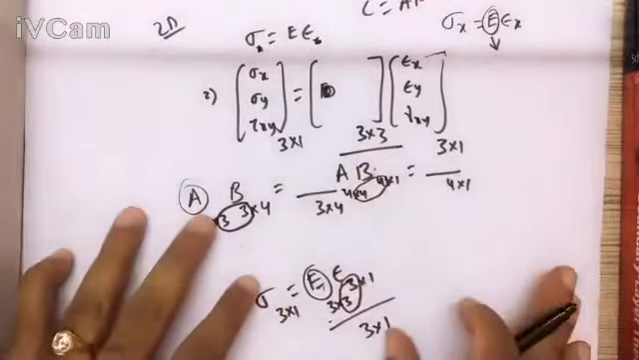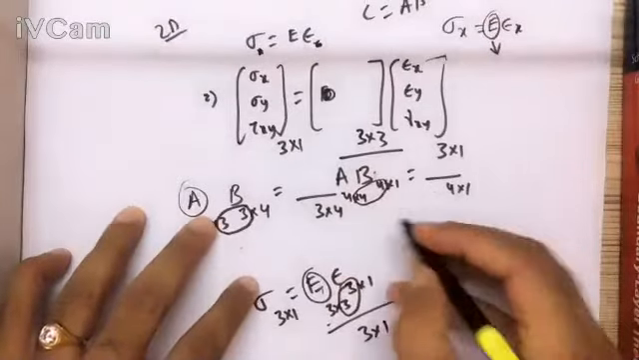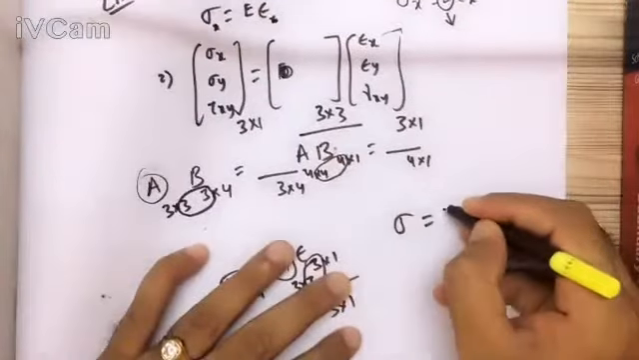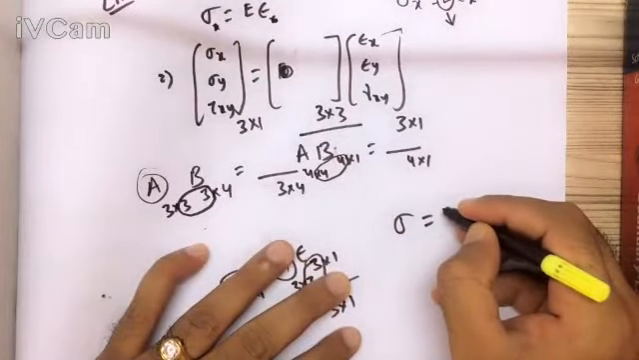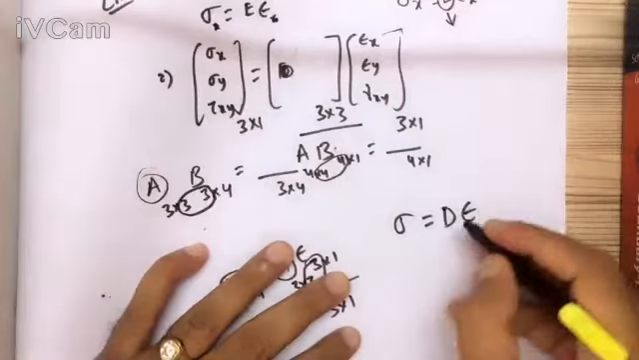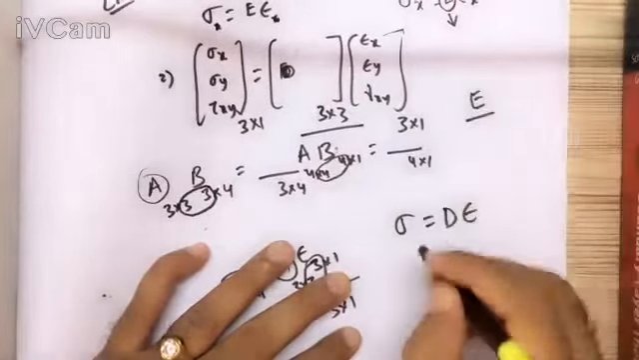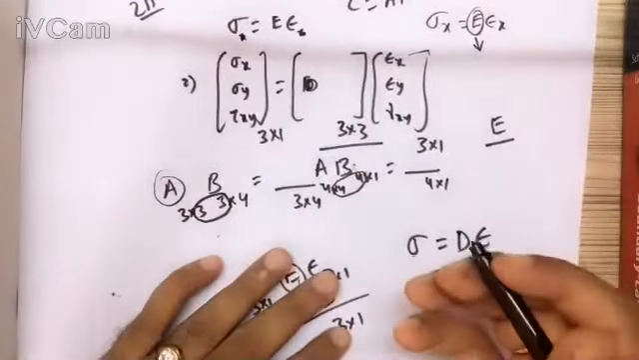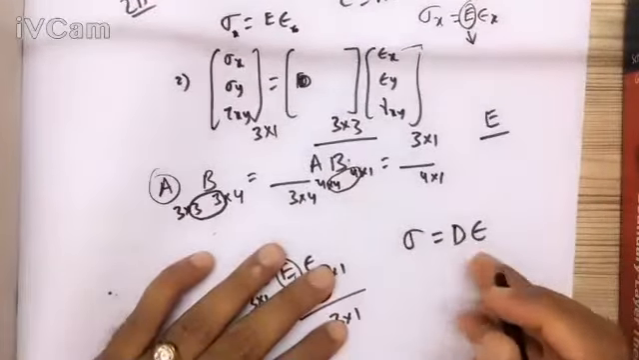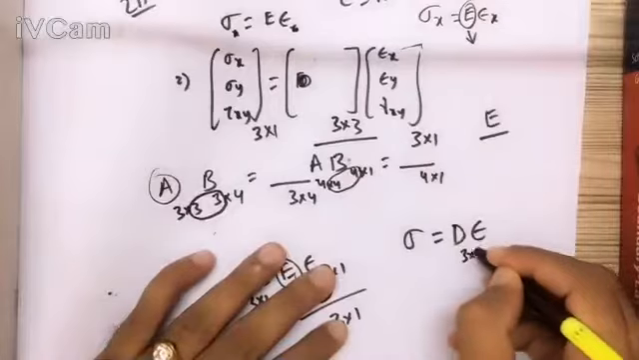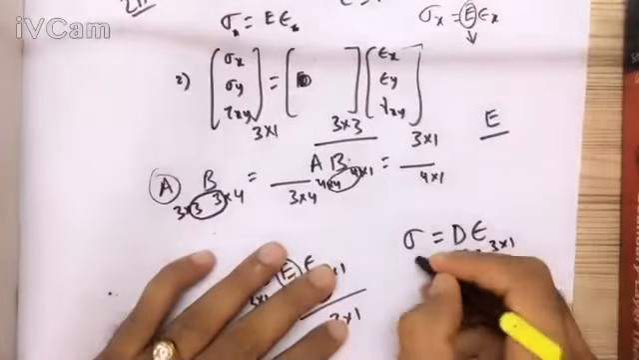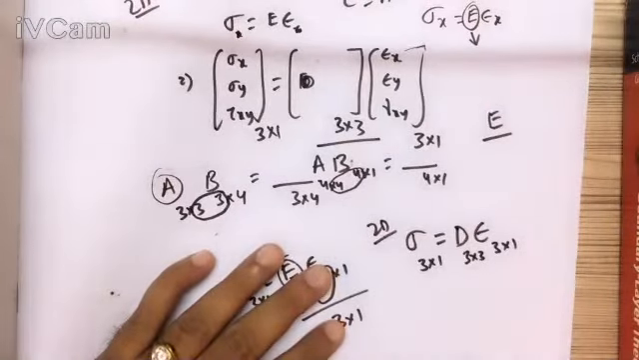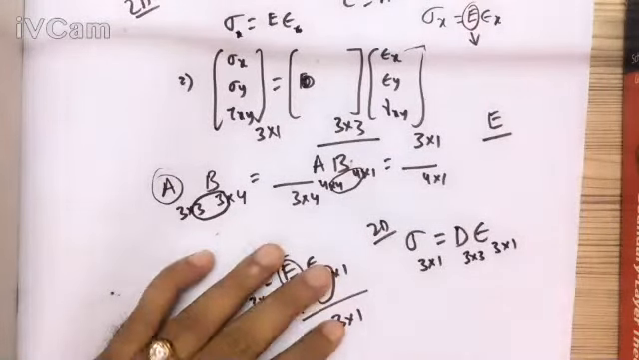Now, let us consider 3 dimensions. Here sigma is equal to, I no longer call it E, but I write it as D into epsilon, because if I write simply E, then you may think it's a simple value, 1 by 1, not a matrix. But actually, it is a matrix. D is a matrix which is 3 by 3, epsilon is 3 by 1, and sigma is 3 by 1 for 2 dimensions. Hope you guys understand what I'm saying, right?